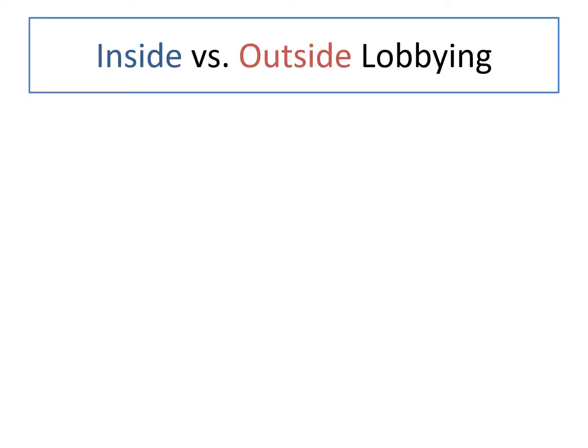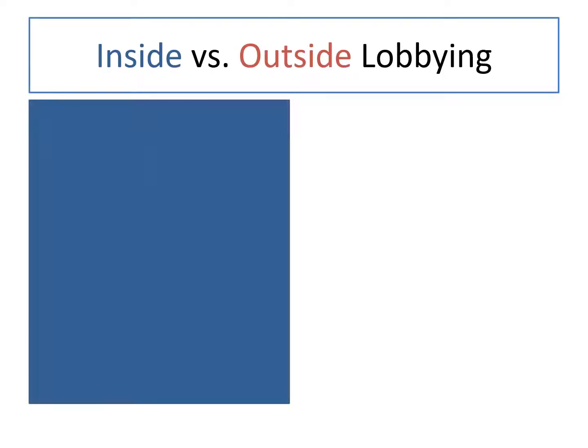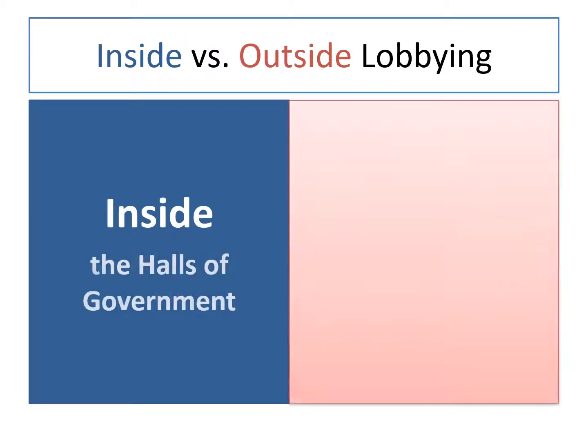All right, so let's say that a group has somehow managed to get around the free rider problem and has a membership and has collected those membership dues. What do they do with that money? What they do is called lobbying. And there's two kinds of lobbying. There's inside lobbying, which means inside the halls of government. So it's efforts that the interest group makes to persuade lawmakers or members of the executive branch.